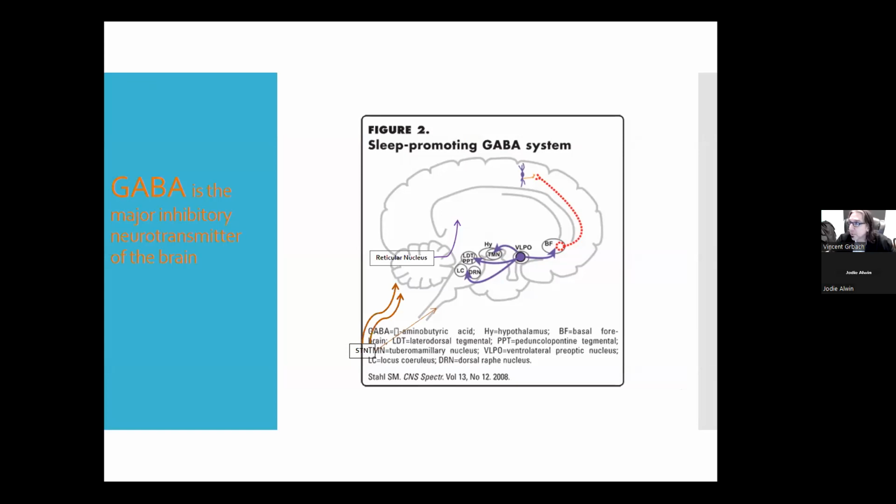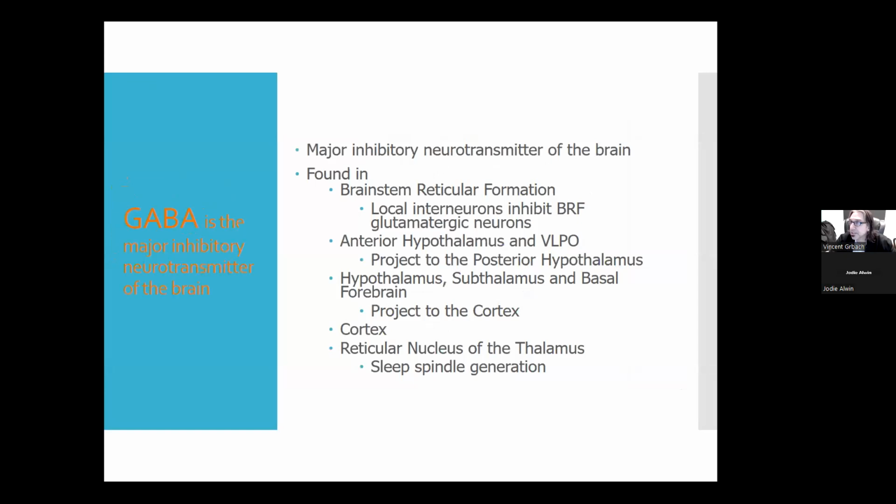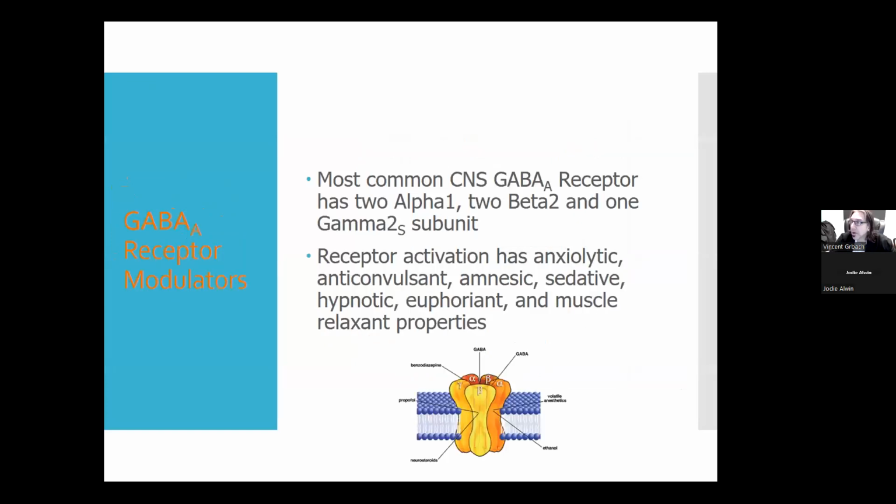This is the sleep-promoting GABA system. GABA is the major inhibitory neurotransmitter of the brain. It's found in multiple structures. The most common CNS GABA receptor has 2 alpha-1, 2 beta-2, and 1 gamma-2 subunits.